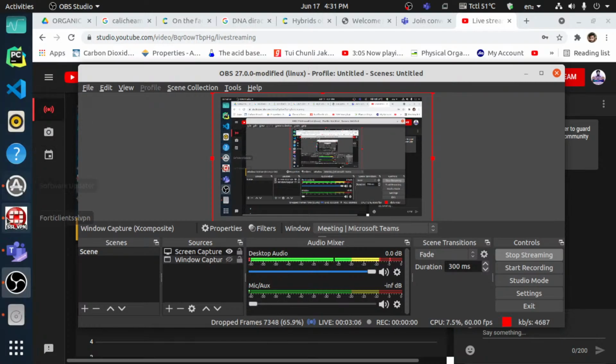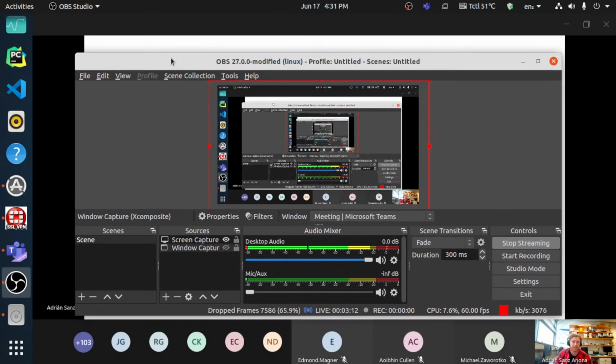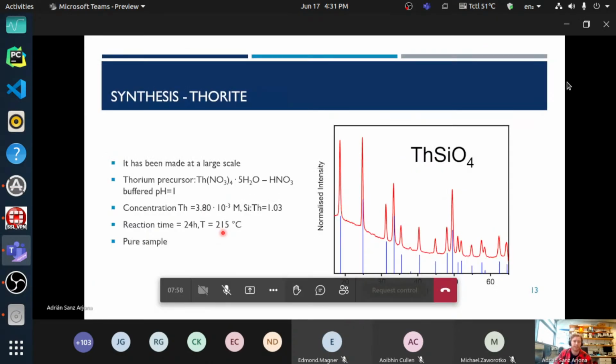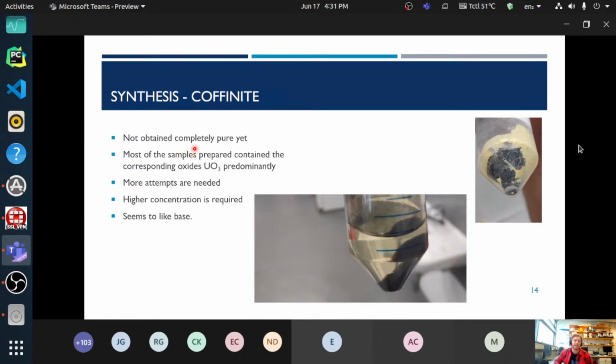We tried it with thorite and we could obtain the pure phase. Basically, we used the same conditions, but we did the reaction for 24 hours and 250 degrees, and we obtained the pure sample. And for coffinite, we haven't managed to obtain the pure sample yet, but we obtained this black sample that would be some kind of uranium oxide plus this yellow one that would be silica and the oxide. So we expect we need to change the concentration of the precursors, plus making more attempts on these uranium silicates.